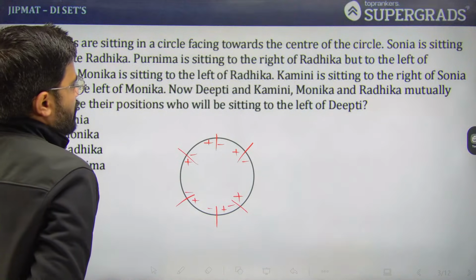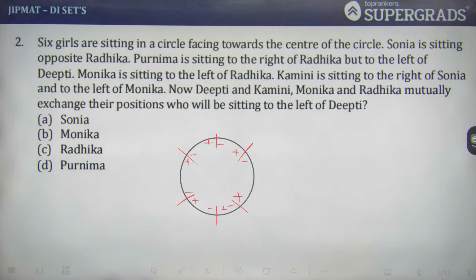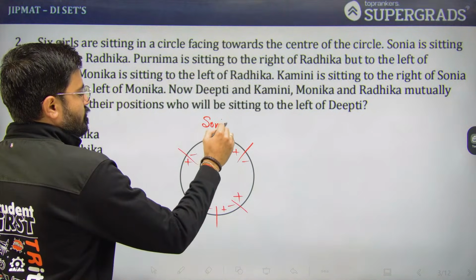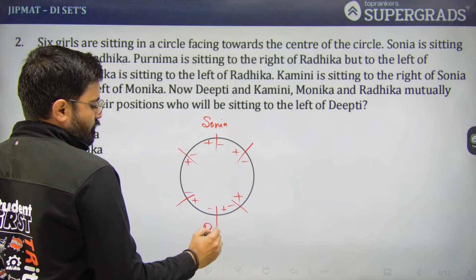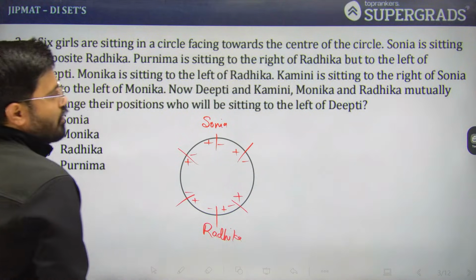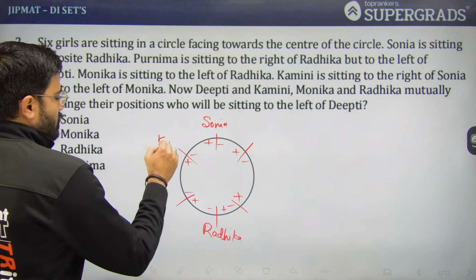6 girls are sitting in a circle facing towards the center of the circle. Sonia is sitting opposite to Radhika. So this is Sonia and this is Radhika. Kamini is sitting to the right of Sonia. So this is Kamini.